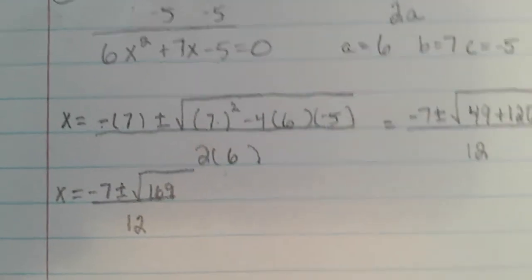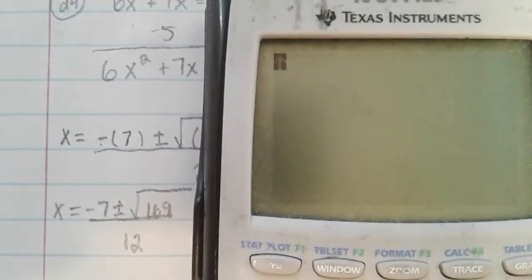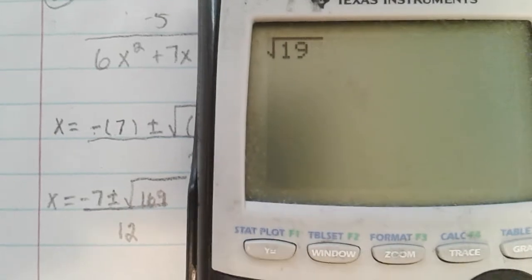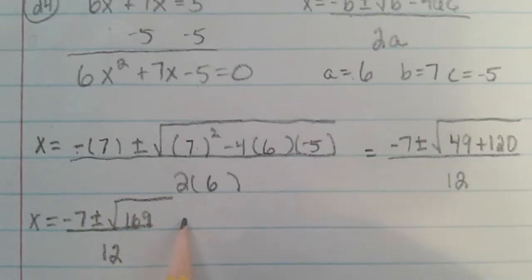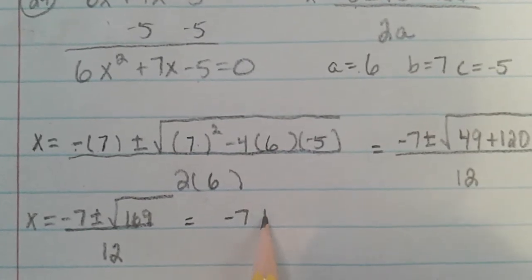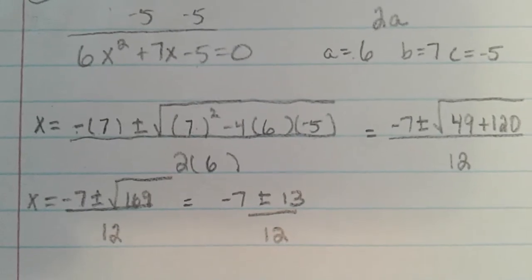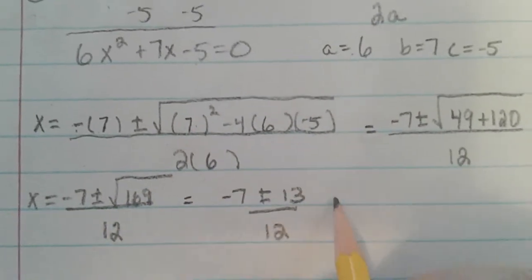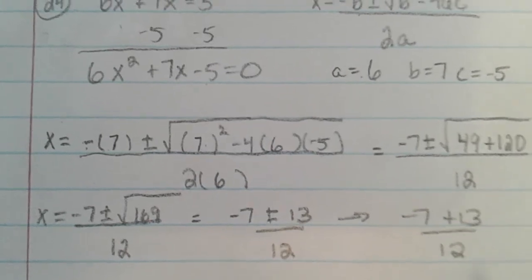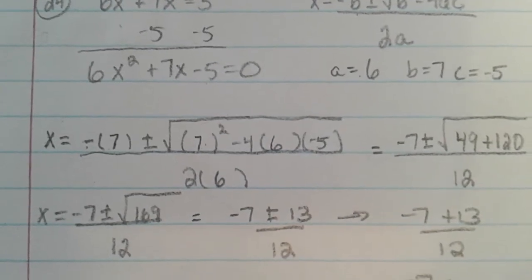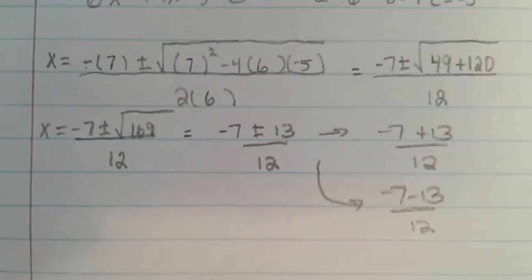Okay, now 169, you can go take the square root. Some of you might know it's a perfect square, but that's why we needed to go ahead and take that square root. Oops, sorry, 169, and we can see that that's 13. So that means x is negative 7 plus or minus 13 over 12. So now I'm going to have to break up the plus or minus symbol to get my two answers. I've got negative 7 plus 13 over 12, and then I have negative 7 minus 13 over 12. Those are my two answers.